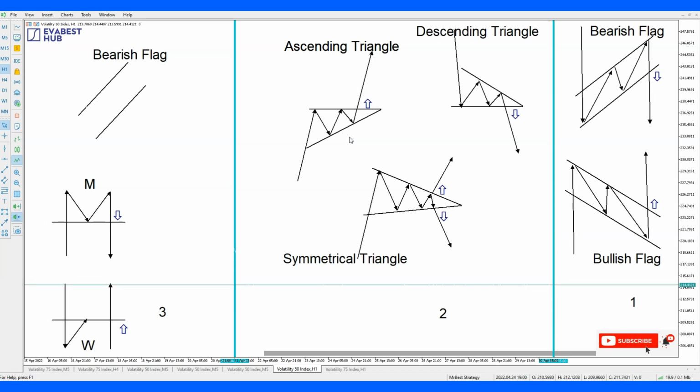If you've not seen it, you can go back and check it after this video. Now, I like to target 1:3 minimum. So if my entry is here, I just target 1:3 and I'm good for the day. So this is pretty much how ascending triangle works.